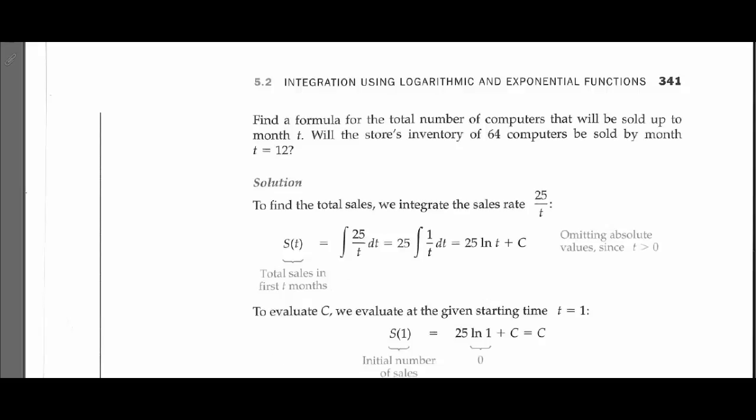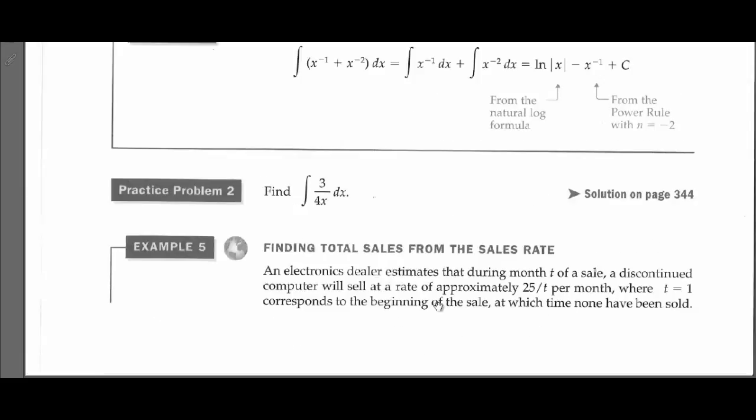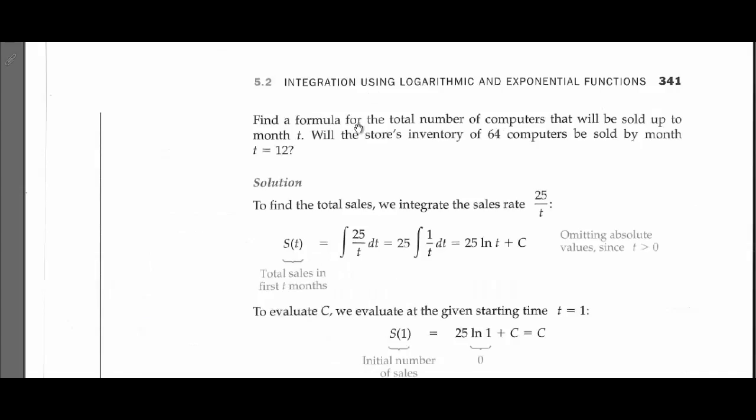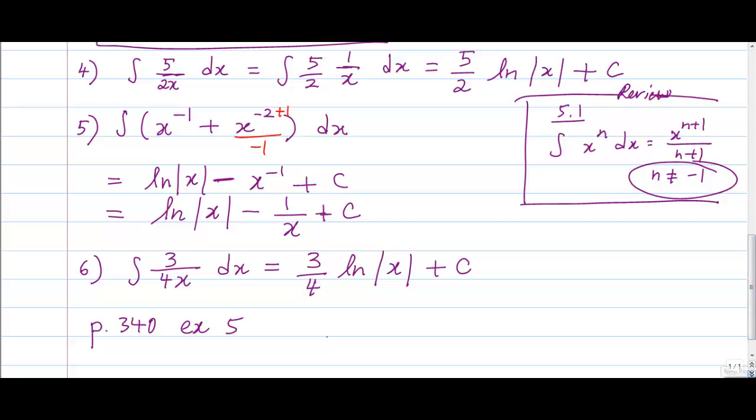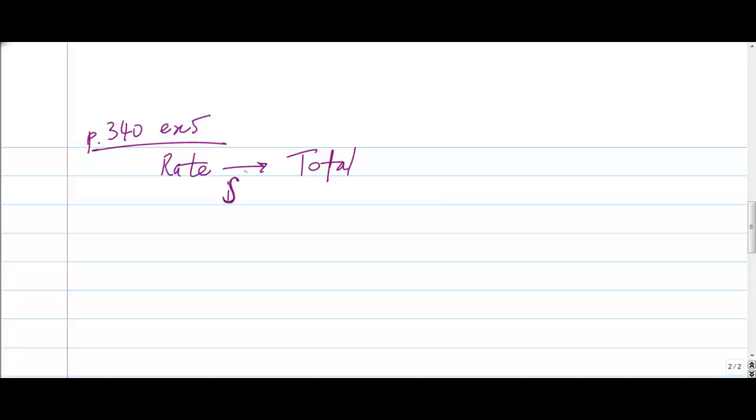So let's look at the problem again. 25 over t, that's the rate, okay? They give me the rate, and they want me to find a formula for the total number of computers. So I am going from, this is on page 340, example 5. You are going from a rate to a total. Remember we looked at this last time. When you go from a rate to a total, you have to integrate. You need to take the integral.